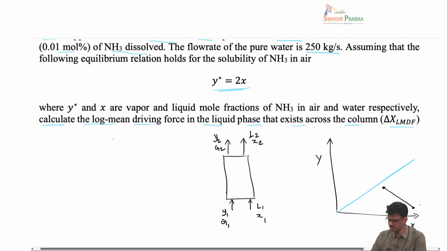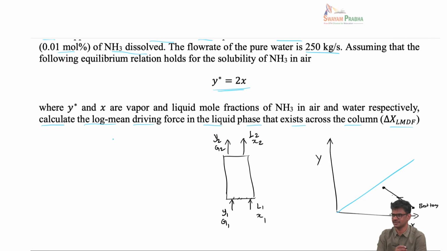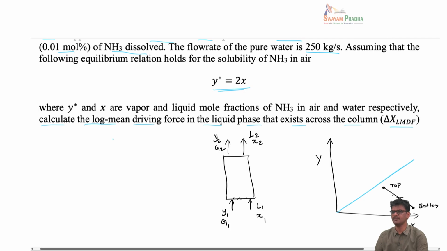So this is basically the bottom, corresponding to this point, and the operation moves along this way. So the gas phase composition is increasing, but the liquid phase composition is decreasing. So you can identify this as the top. In this problem, we want to find out this particular operating line.